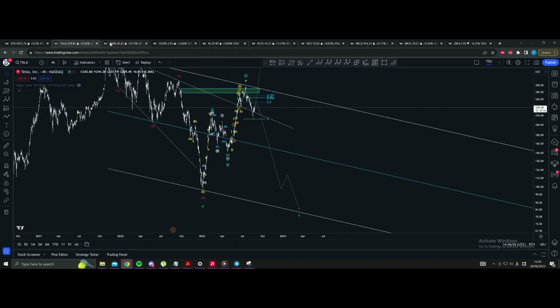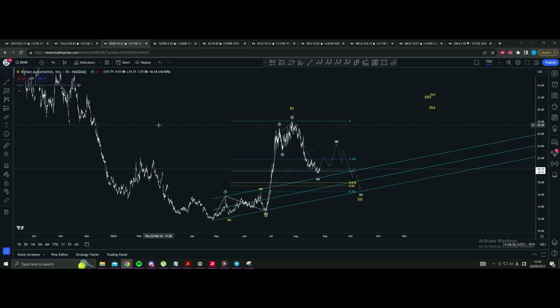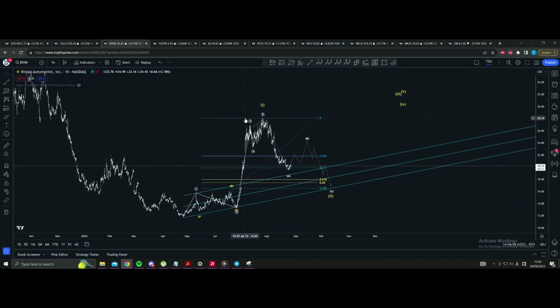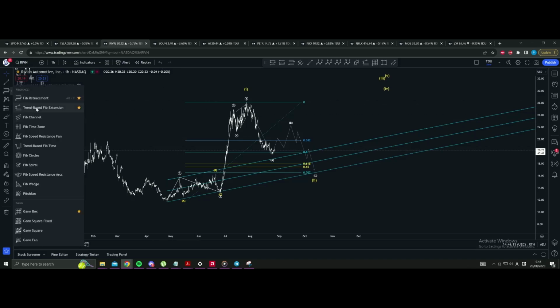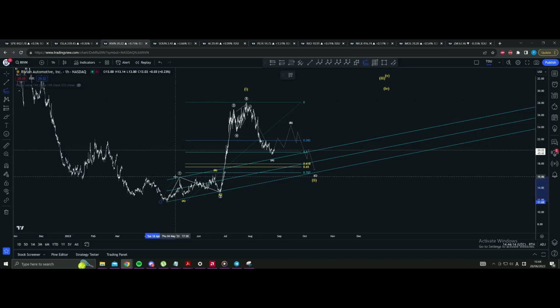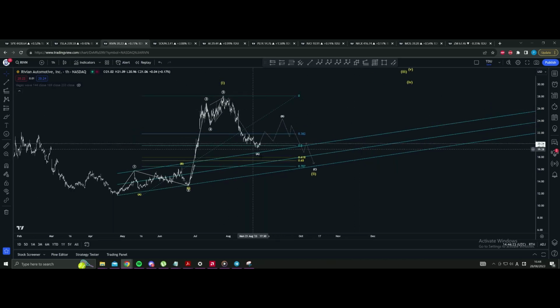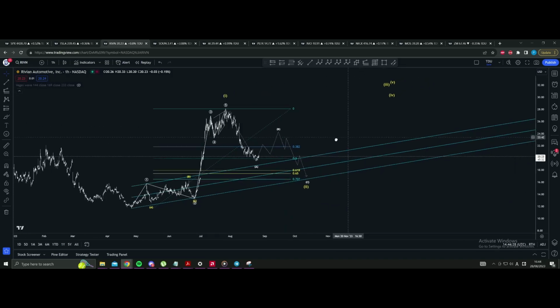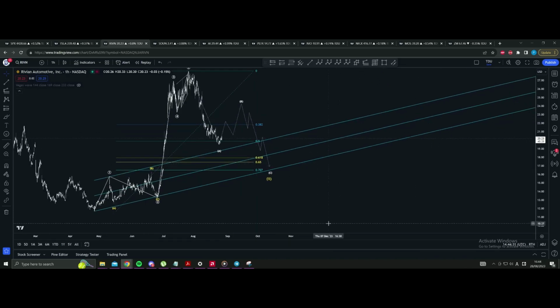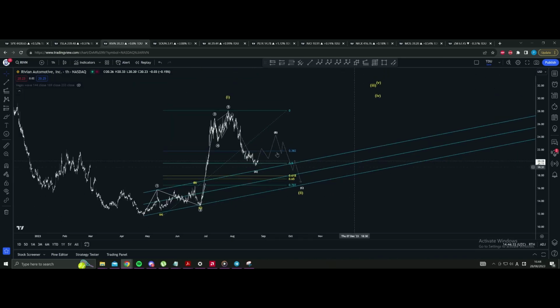Okay, so RIVN, it did form a nice impulsive structure where wave 1 is equal to wave 5 somewhat, and the wave 5 was actually an ending diagonal, and now we form some sort of impulsive wave. And if we're gonna go for the lower lows, this can be regarded as well as wave 1 and 2, and then we go down for 3 4 and 5.